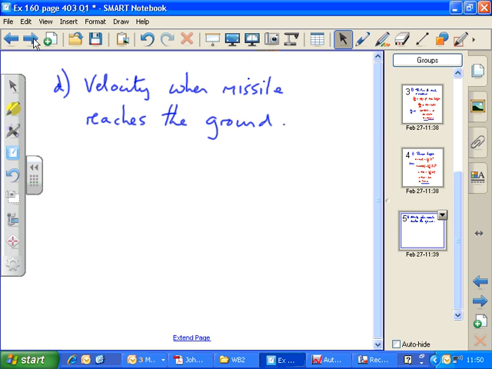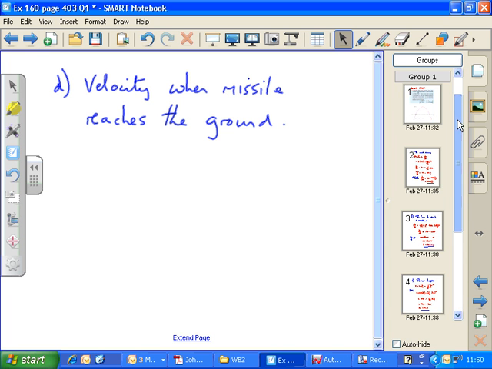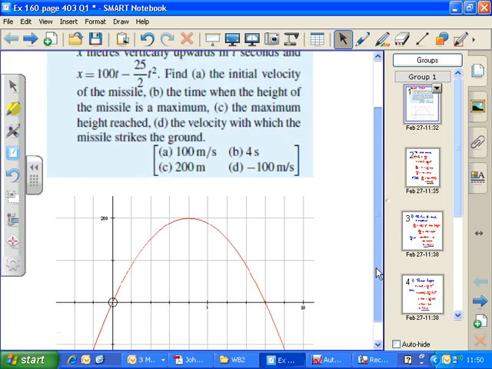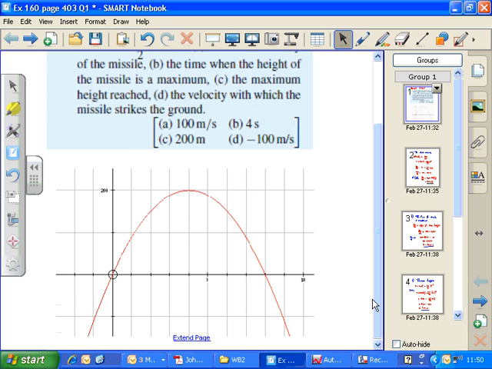Part D, what's the velocity when the missile reaches the ground? Well, this is a symmetrical relationship. If we look back at the original function here, we can see that we've now confirmed that the point of maximum height is 200 meters here. And we've also shown that that happens after 4 seconds. But if it takes 4 seconds to reach the maximum height, then it will take another 4 seconds to hit the ground again. So it's expected to hit the ground again in 8 seconds.